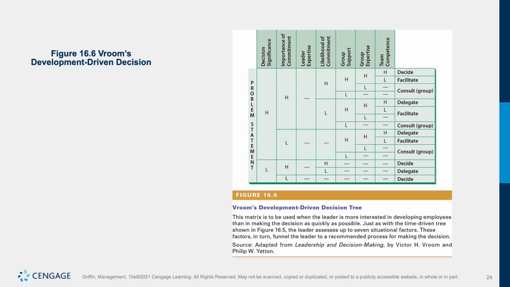And the table on this slide is basically an illustration of the decision making style of the leader or the manager when the whole idea is to develop the decision making capabilities or decision making skills of their subordinates, where time is not of the essence. There is no urgency for the decision to be made.